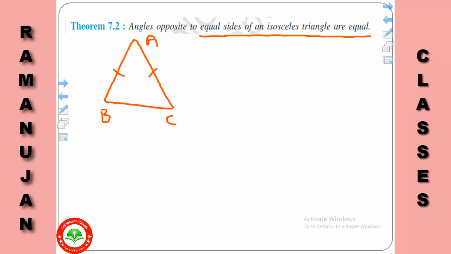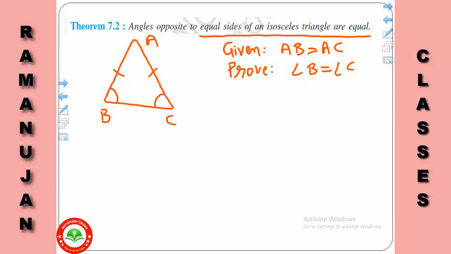We have angle B and angle C. Angle B is opposite to AC and angle C is opposite to AB. So the theorem said if sides are equal then their opposite angles will be equal. We are given AB is equal to AC and we have to prove angle B is equal to angle C. Then we have to make a construction here to prove our result.